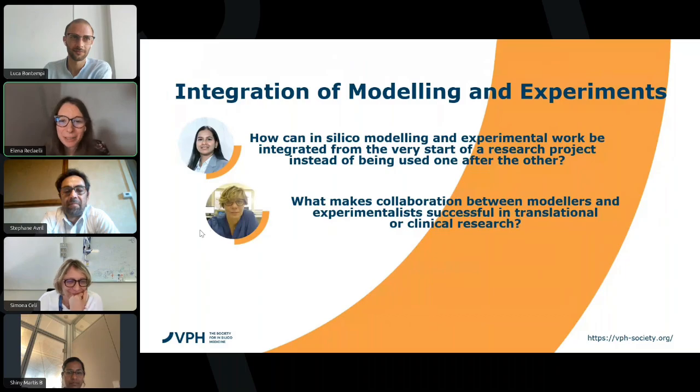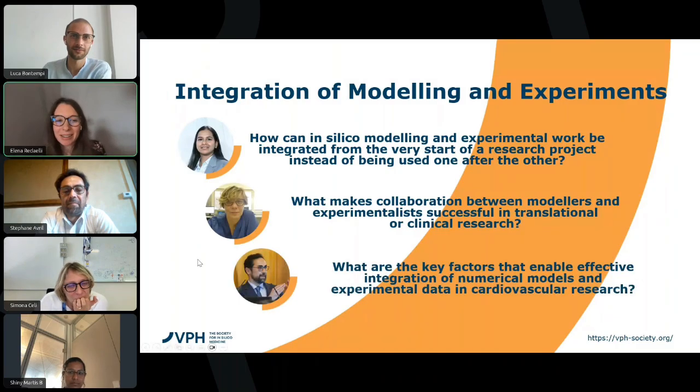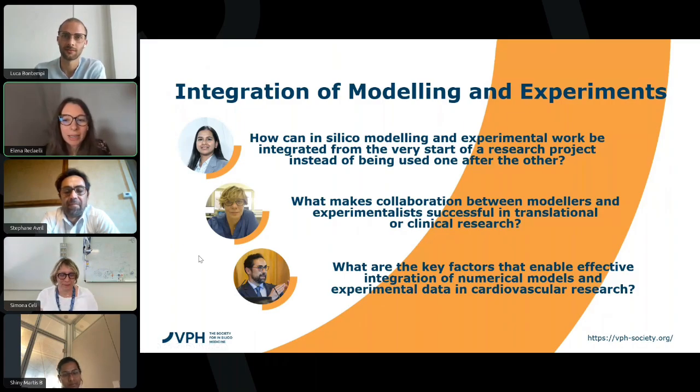The question for Stéphane is: what are the key factors that enable effective integration of numerical models and experimental data in cardiovascular research?